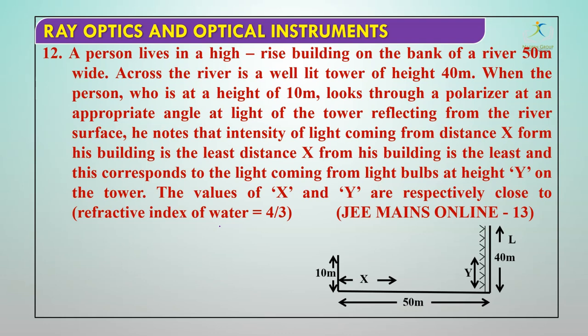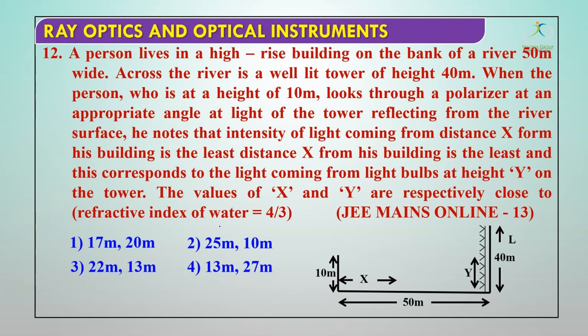The person is at a height of 10 meter, and the tower is at a height of 40 meter. These are the options: first option 17 meter, second 25 meter, 22 meter and 13 meter. In this case, the options are 20 meter, 10 meter, 13 meter and 27 meter.